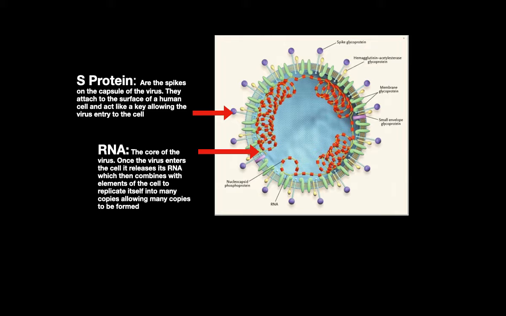The core of the virus is a simple RNA virus. Once this virus enters the cell, it disposes of its lipid covering and releases its RNA contents, which then proceed to combine with various elements of the infected cell to replicate itself into many copies. These copies, once matured, once again reconstitute into multiple copies of the virus, destroy the cell, and are released.